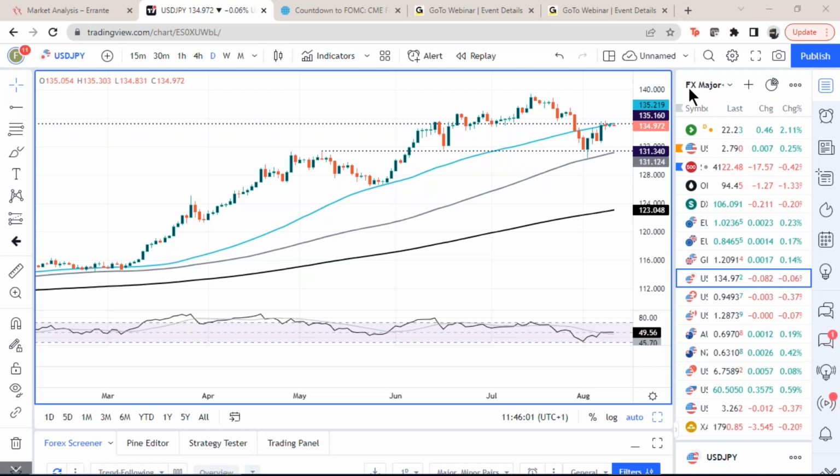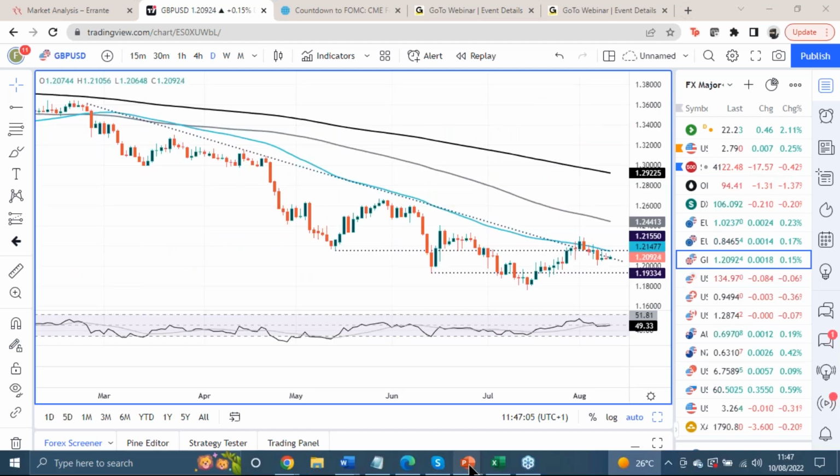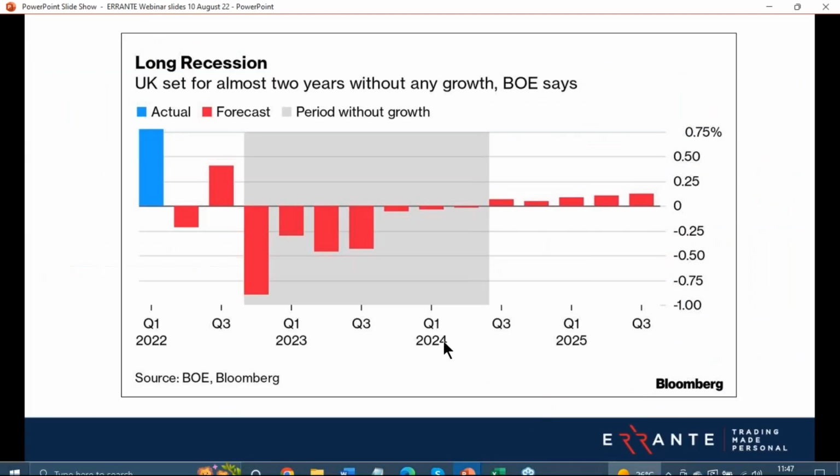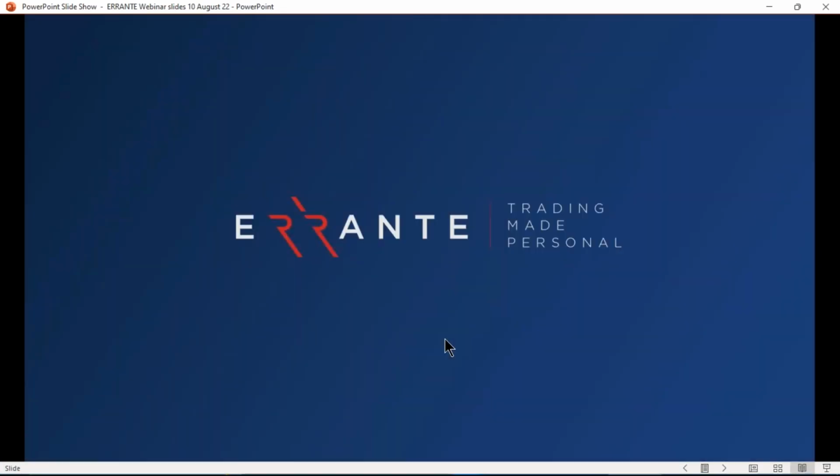But there's a lot to play for, a lot to look at, and certainly a lot may be decided by the US CPI data this afternoon.